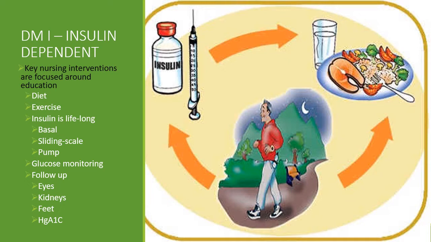So the problems with long-term diabetes is about microvascular issues in the eyes, the kidneys, neurologic issues in the feet, and then monitoring the hemoglobin A1C to make sure that they have good control of their blood glucose.